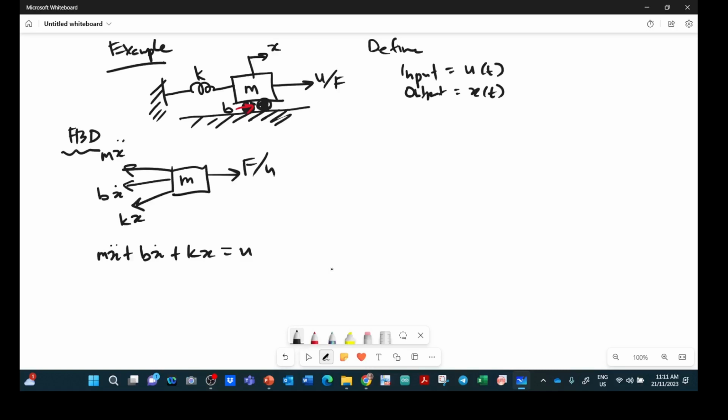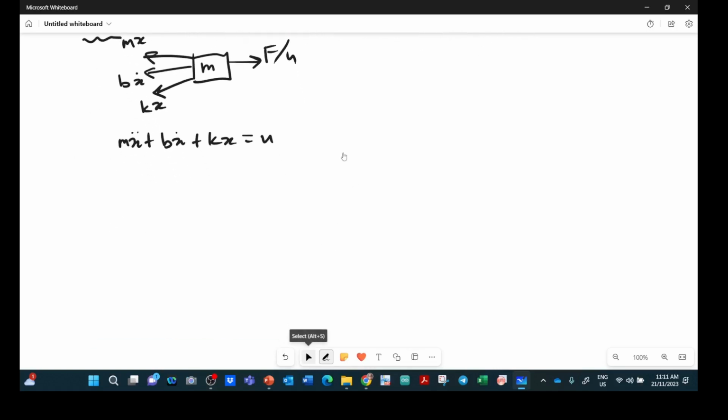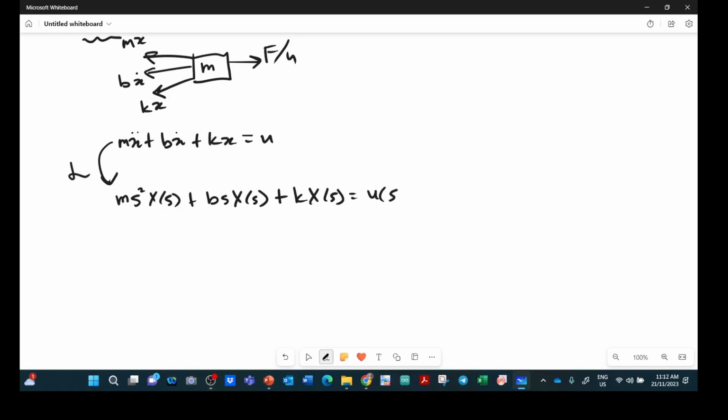Right, so most of the time after you come up with the free body diagram, you come up with the equation, a first order equation like this, or a second order equation. Then what you do is use the Laplace transform, right? You use the Laplace transform, then you can write it as m s squared X(s) plus b s X(s) plus k X(s) equivalent to U(s).